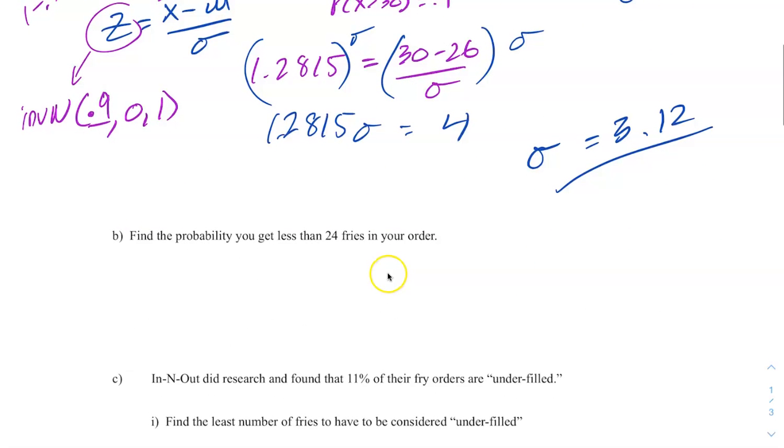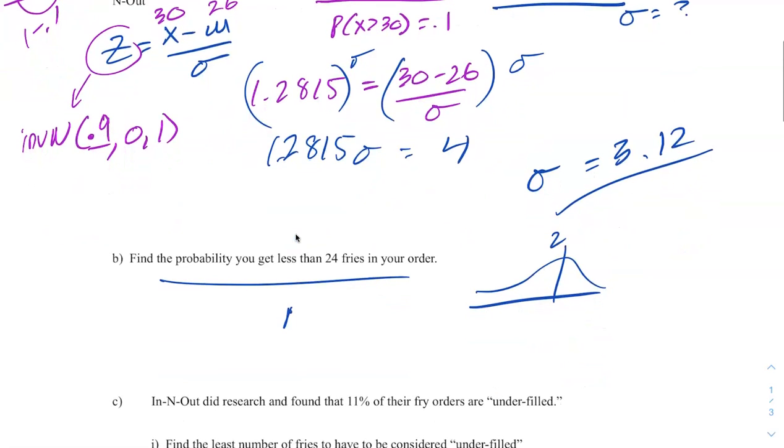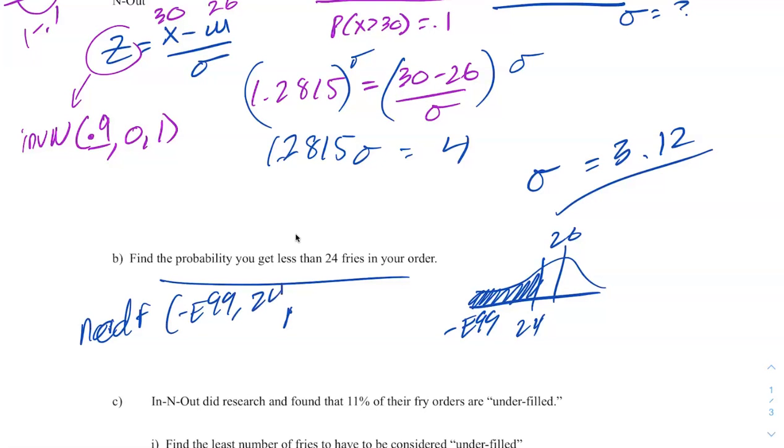Final probability, you'd get less than 24 fries in your order. So it's a normal question. You have what's the odds to get less than 24 fries? So if I was going to draw it, what is the mean? The mean was 26. What's the odds to get less than 24? So that's this side. So negative E99 to 24. So I'm going to do normal CDF. Negative E99 to 24. My mean is 26. My standard deviation is 3.12.